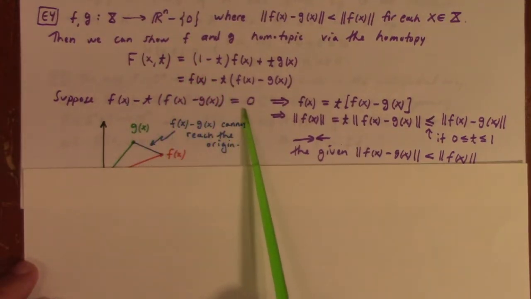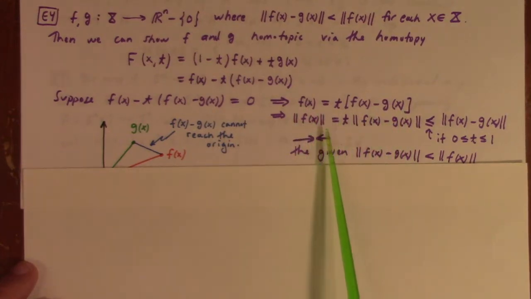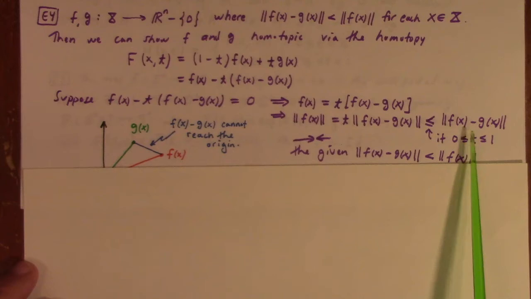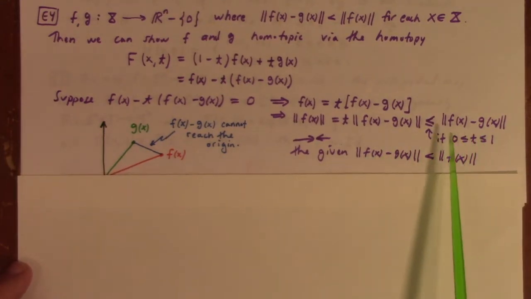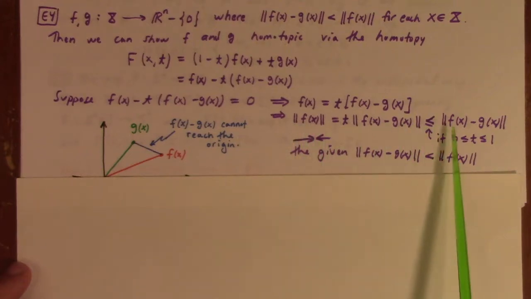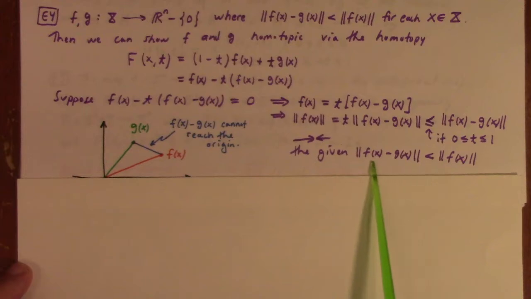Well, suppose it's 0. If this is 0, it means f of x is equal to that, which then means that the norm of f of x is equal to this, because we're assuming t is between 0 and 1. And so what that gives you is that the norm of f of x is less than or equal to the norm of f of x minus g of x, which is a contradiction to the given assumption.